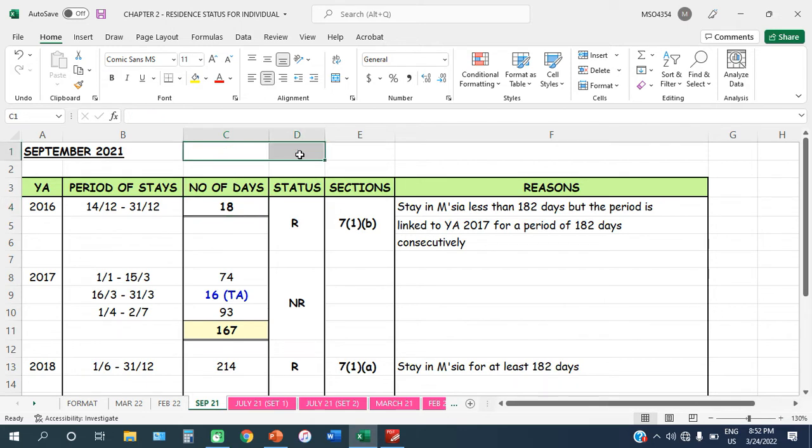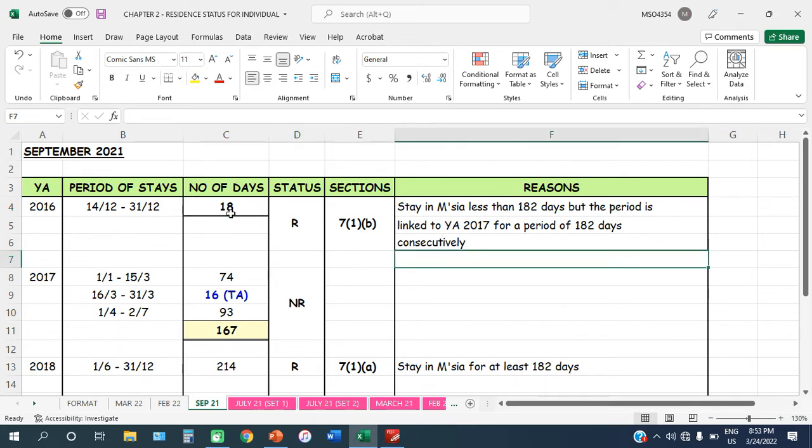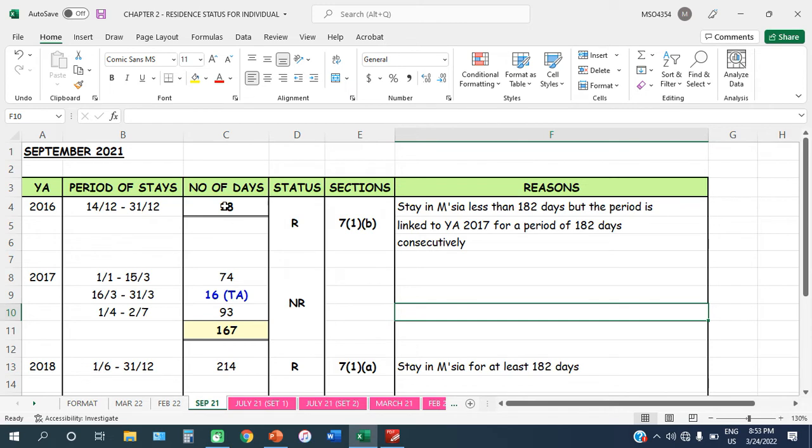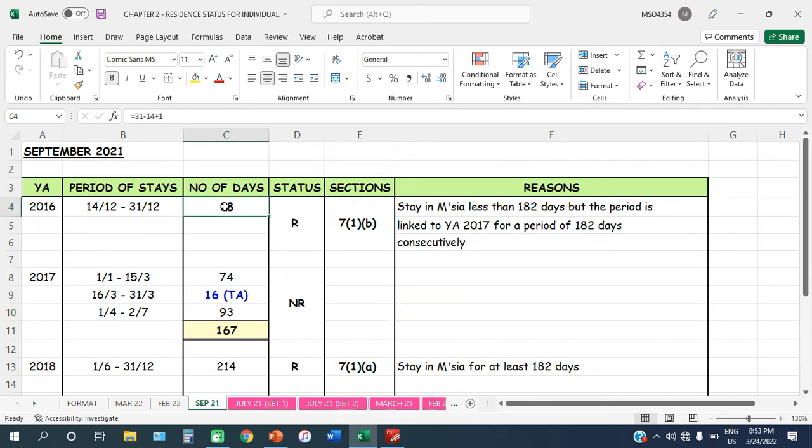Okay, so 18 days. Alright, now, once we get our number of days, so we can determine the status, whether resident or non-resident. Okay, always start with section 7, subsection 1A. So what is A? Stay in Malaysia at least. At least meaning to say the minimum. The minimum is 182 days. But look at here, guys. This is less than 182. So obviously we cannot use A.